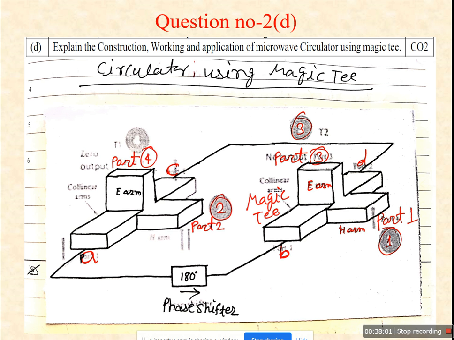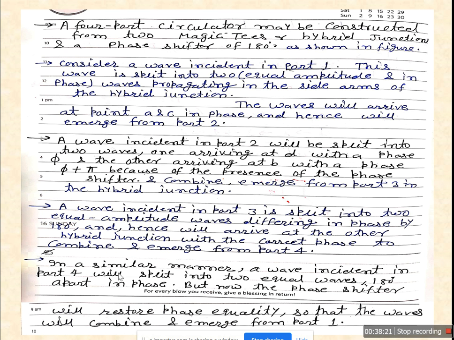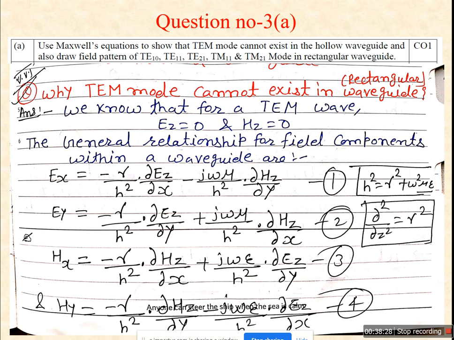When you apply power at port 4, what happens? It reaches port 1. It is simply divided into two parts, with the same phase, additive, and you receive the power at port 1. This is the whole working of the circulator. You can write the answer in such a way. Whenever the circulator is there, it's easy to write the answers using the magic T.